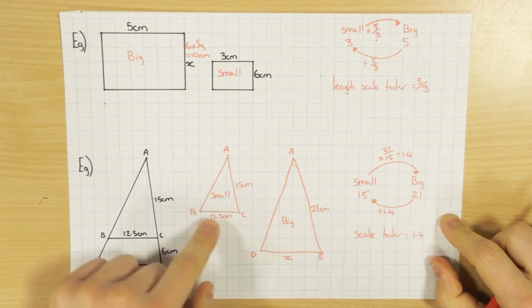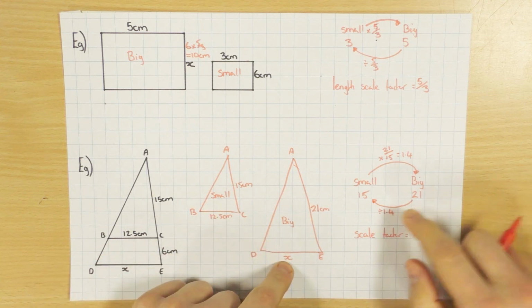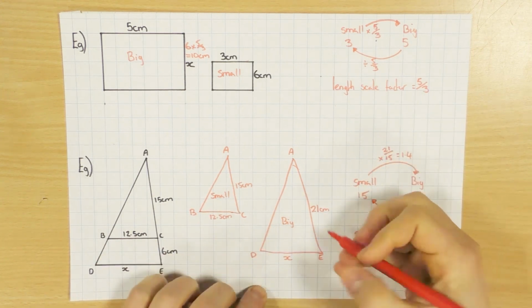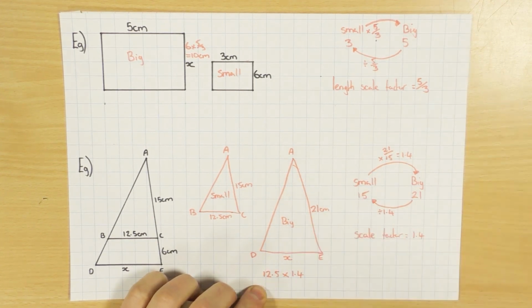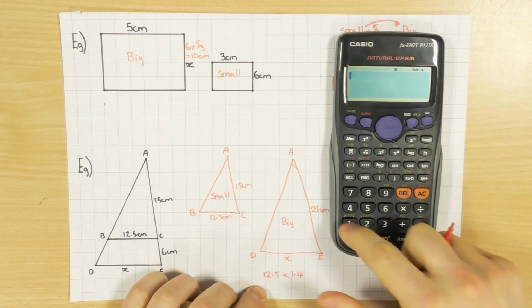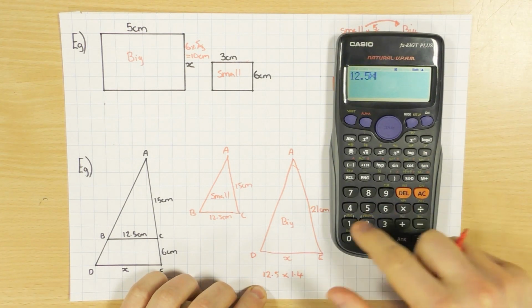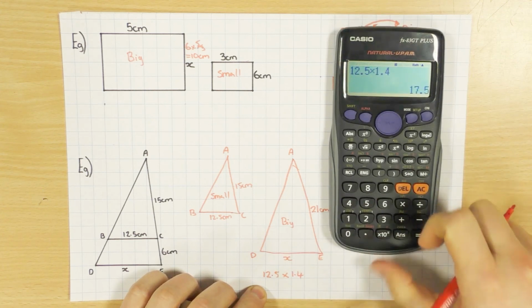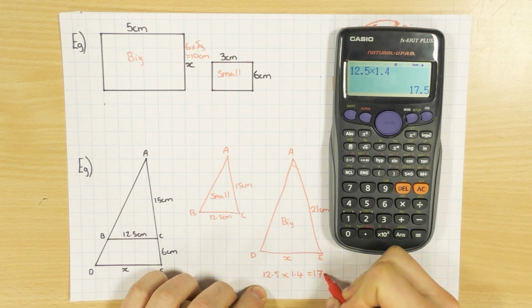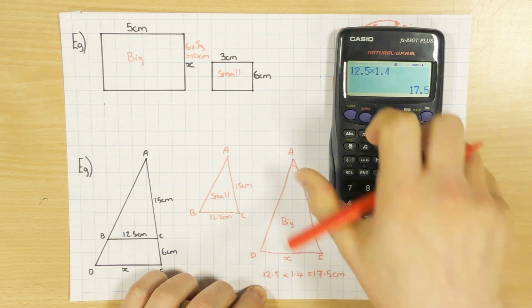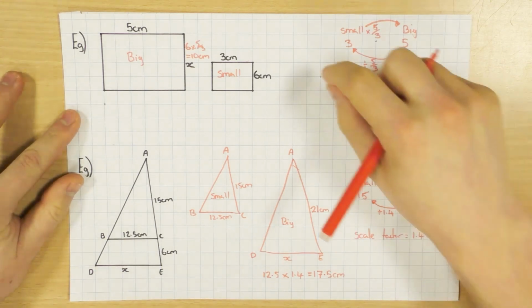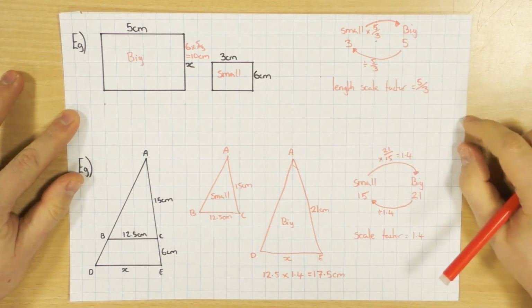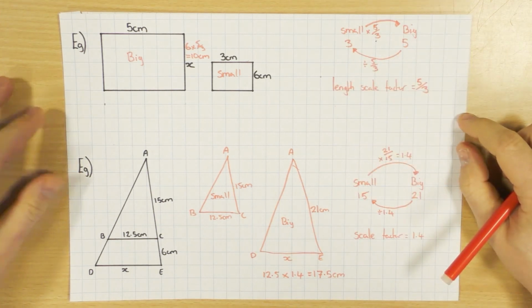So I want x, so I'm going from small to big. So 12.5 is the small one. Going small to big, we times by the scale factor. So 12.5 times by the scale factor of 1.4. Let's just have a look what that is. 12.5 times 1.4 gives me 17.5, and again centimetres. Okay, so with similar shapes, it's all about finding the scale factor, and then going from small to big, you times by it, big to small, you divide by it. Hopefully that helps, guys. Cheers for watching.